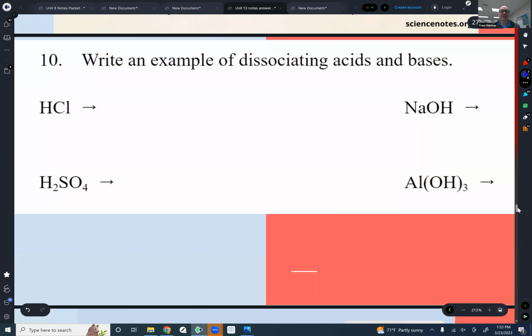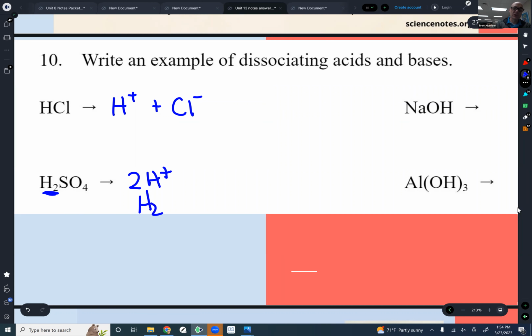Now, how does that affect us? Let me remind you, whenever we're dealing with compounds and we want to be able to write out how they are dissociating as an acid, this HCl is going to break apart into one hydrogen ion and one chlorine ion. The H2SO4 is going to break apart into two hydrogen ions because there are two hydrogens. So it does not break apart into H2 because that is not an ion, that is a molecule. It does break apart into sulfate, which is a polyatomic ion.